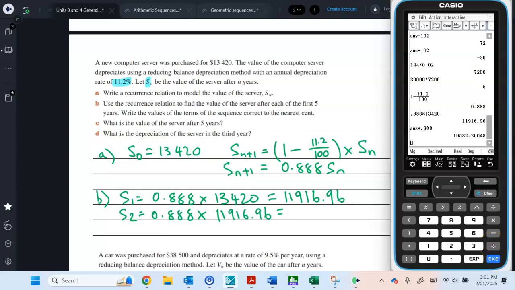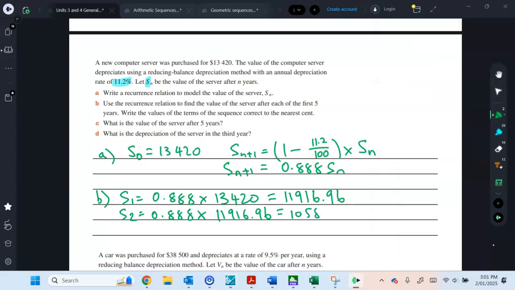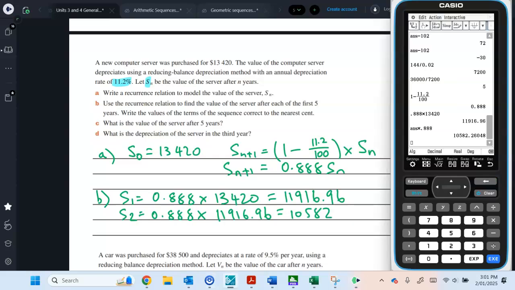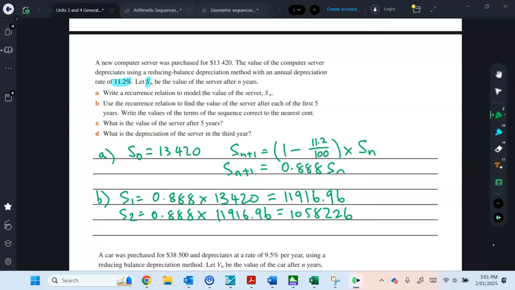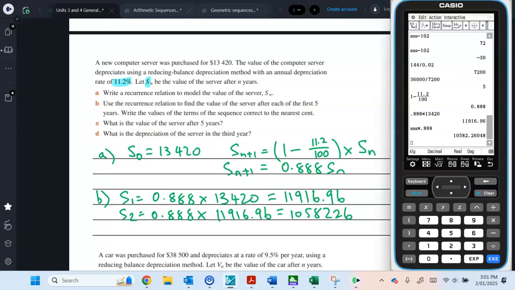All right, 105.82 to 6, and so on. So what I would do now with my calculator, there's S3. I do need to show the working out, S4 and S5. So I might just, oh no, you can do that.